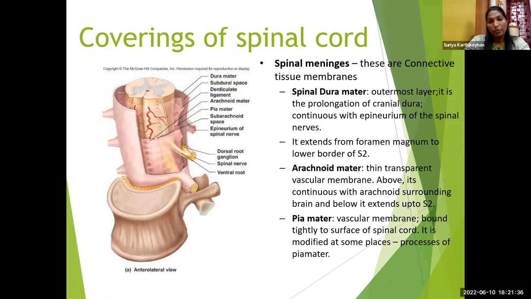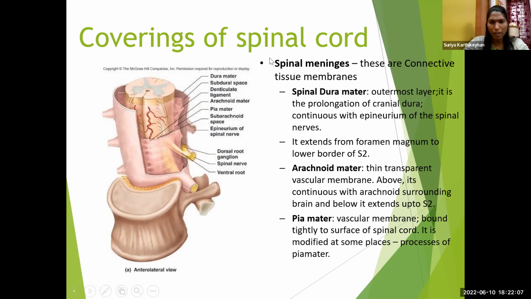Okay. When we talked about the length and extent of the spinal cord, we said it extends up to the lower border of L1. So the spinal cord ends at the level of L1. But what happens to the meningeal covering? It actually extends lower down, up to the S2 level. Whereas the spinal cord ends at the L1 level, the spinal meninges extend up to the S2 level. These are all prolongations of the cranial dura.